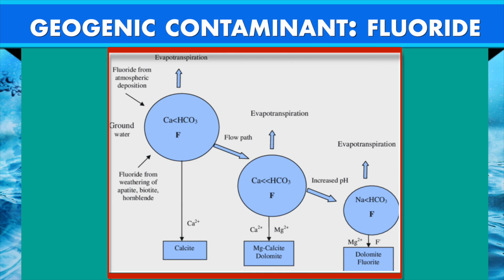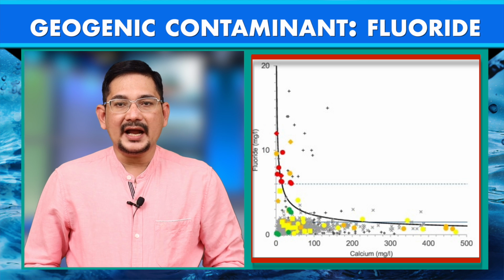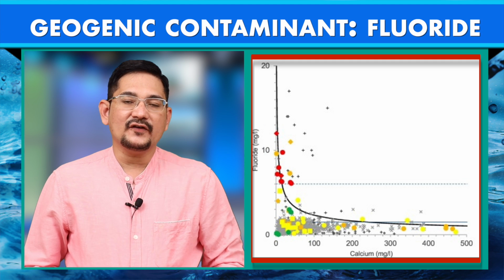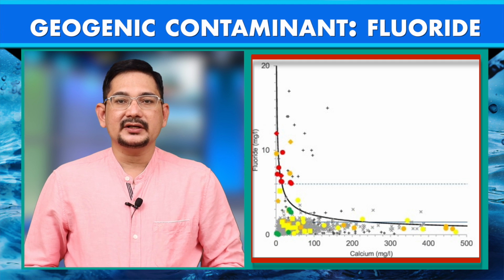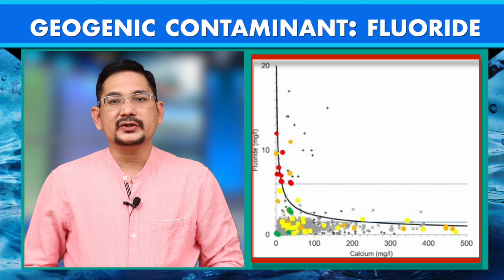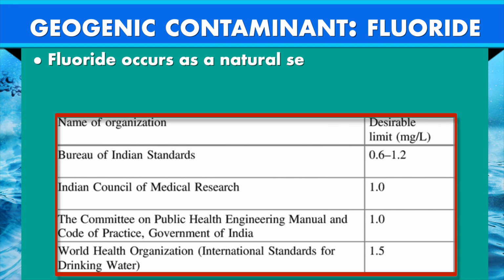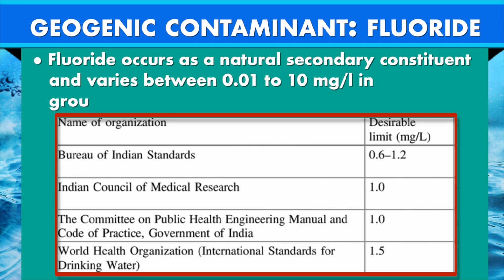There are several potential solubility controls that limit dissolved fluoride concentration in water. It appears that high fluoride concentration is more likely to occur in water that has a low concentration of calcium. In solution, it forms fluoride and forms strong solute complexes with many cations. Fluoride occurs as a natural secondary constituent and varies between 0.01 to 10 mg per liter in groundwater.